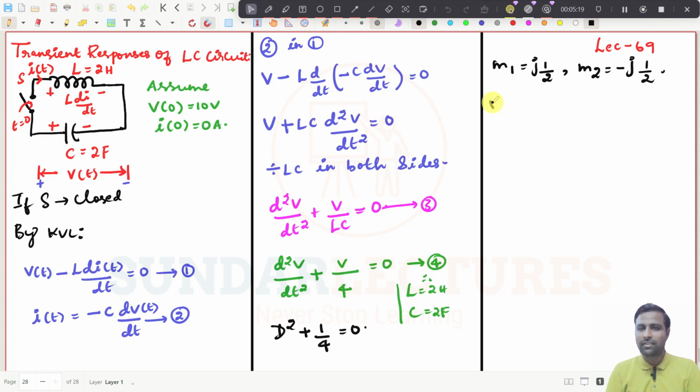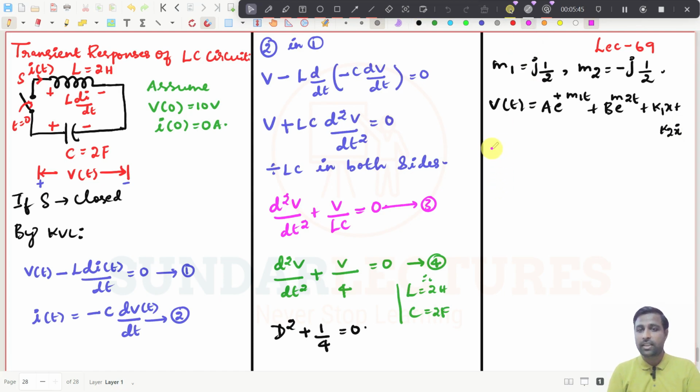So what is the v of t now? We can write v of t as a e power minus m1t plus, maybe here I have written with my plus, right? So you will just write it like this: b e power m2t, and then plus k1x and then k2x dot, it will be going on.